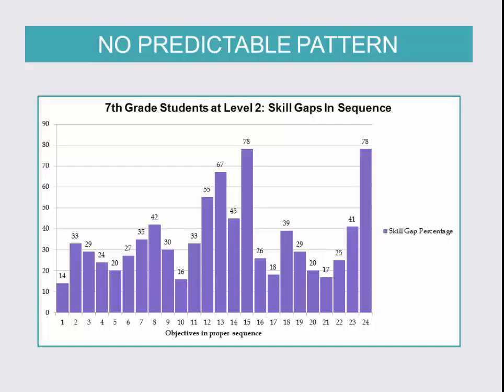Within each functional level, these students display a wide mix of gaps. For example, here you see the 25 most frequently occurring gaps among the 26% of 7th graders with gaps at the 2nd grade level. We're looking at them in their proper sequence.